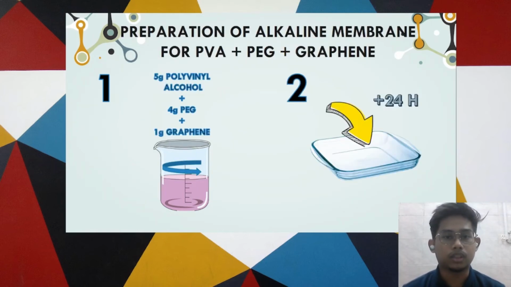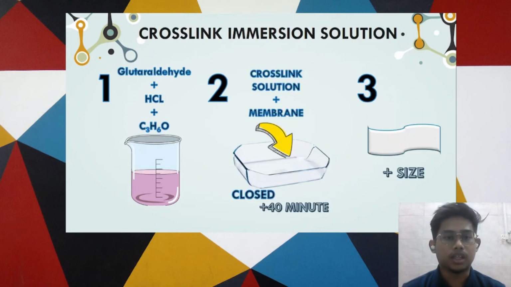And lastly, for the preparation of alkaline membrane for polyvinyl alcohol plus polyethylene glycol plus graphene, we choose 4 gram of polyethylene glycol because 4 gram polyethylene glycol is more conductive than the others. And then we mix it with polyvinyl alcohol and 1 gram of graphene, and we stir and heat for 4 hours. And after 4 hours, we cast on the petri dish, and after 1 day we can peel off the membrane. And second, we go to the crosslink immersion solution.